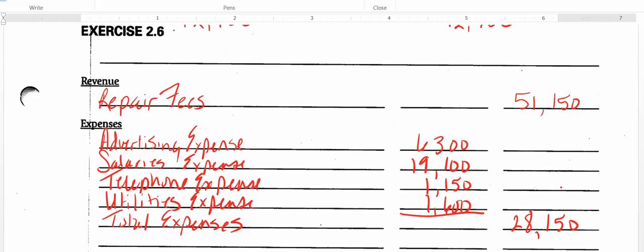you can see we're going to make money because we earned 51,000 and we spent 28,000, so we're going to have a net income of $23,000.